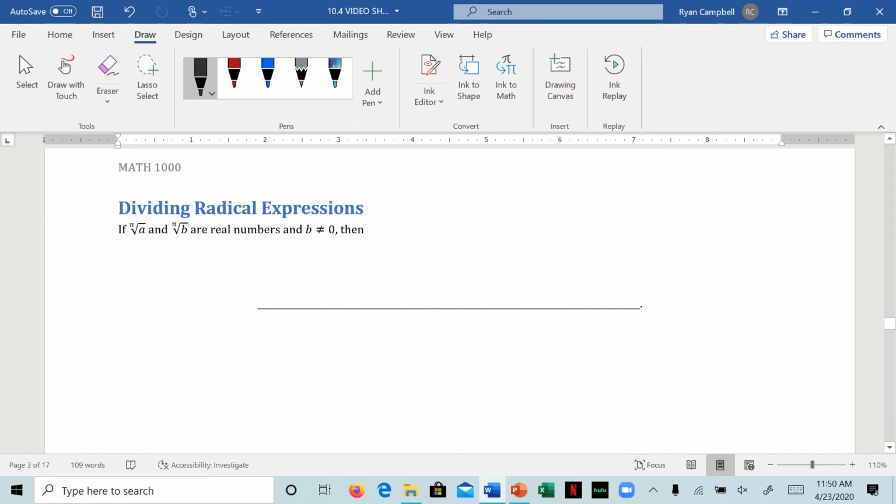All right. When dividing radical expressions, if you have the nth root of a over the nth root of b, right? You can just combine that to one root. So one nth root of a over b. And you can go in the opposite direction as well.